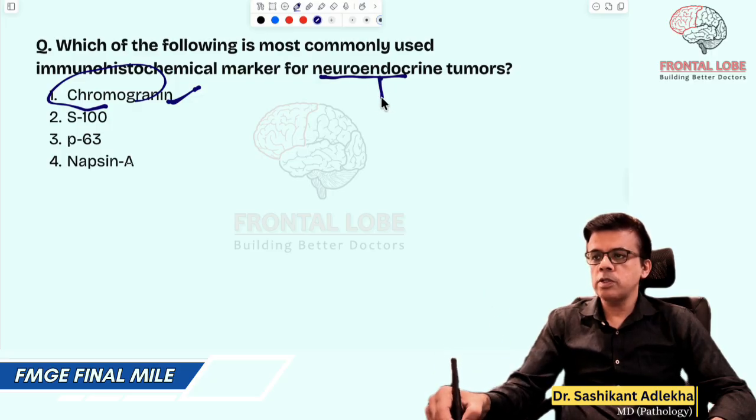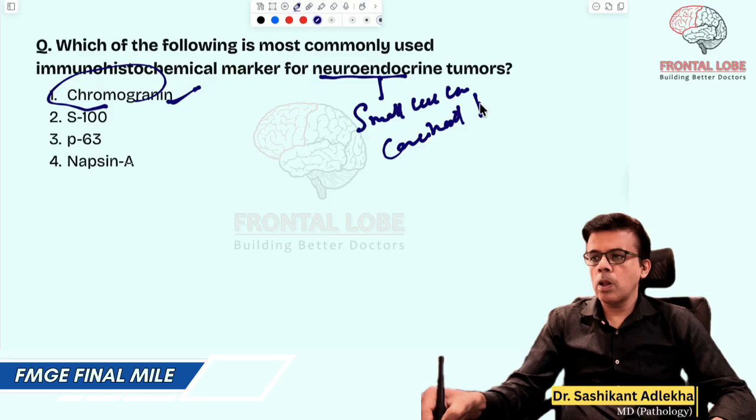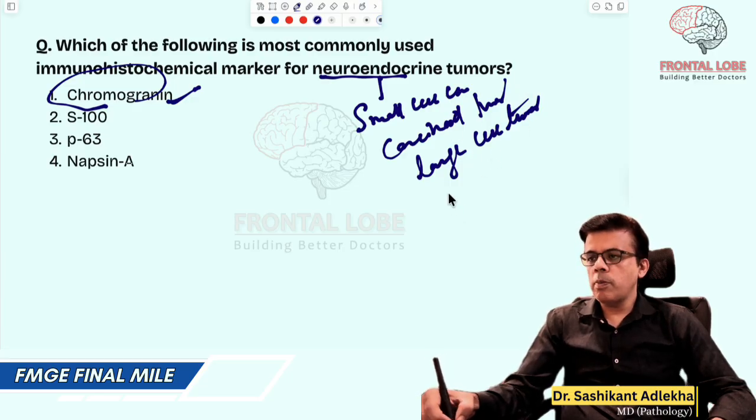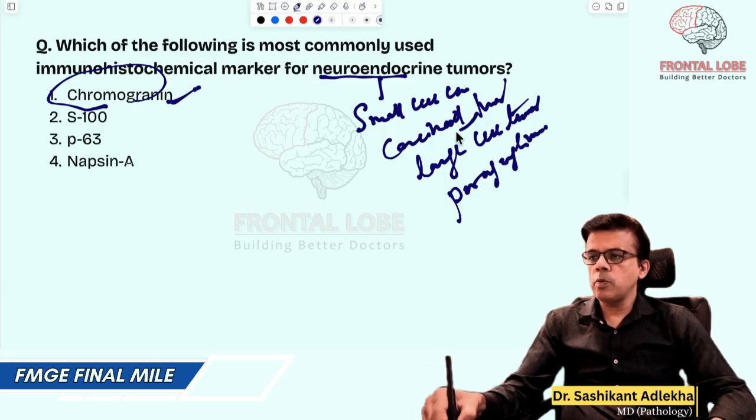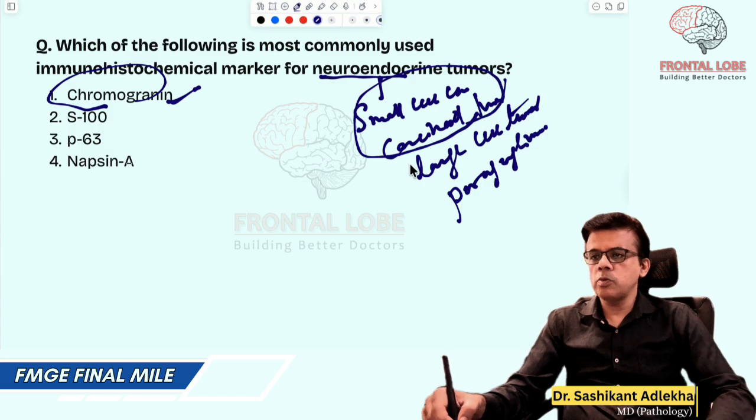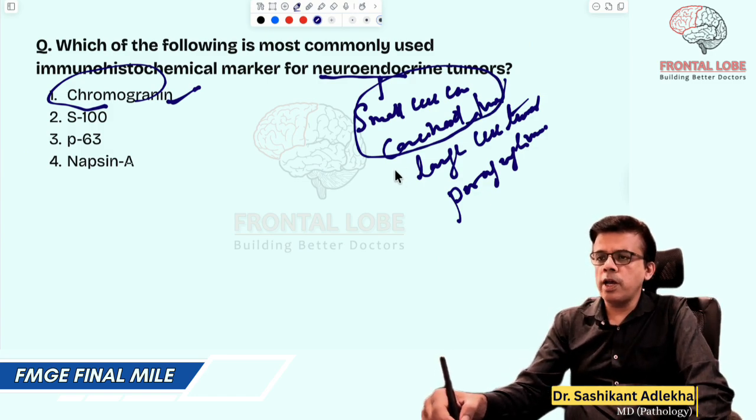And what are the neuroendocrine tumors? Common examples: small cell carcinoma, carcinoid tumor, and sometimes even large cell tumors of the lung can show neuroendocrine features. Apart from that, many other tumors also have neuroendocrine features, like paraganglioma. The two most common ones are small cell carcinoma and carcinoid tumor. There are other lesions as well, and some cancers even show neuroendocrine properties.